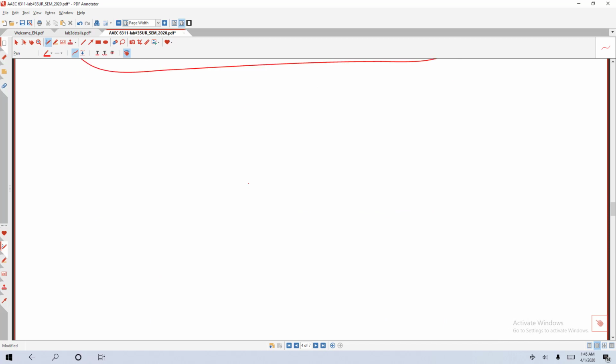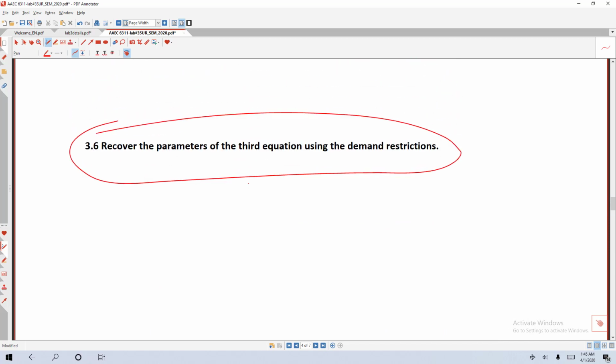So I think that this week, you should be working on this part of the lab. I'll let you know when the entire lab is due, but I think that you can start working with this part of the lab, and that way you can practice the theory of the seemingly unrelated regression.